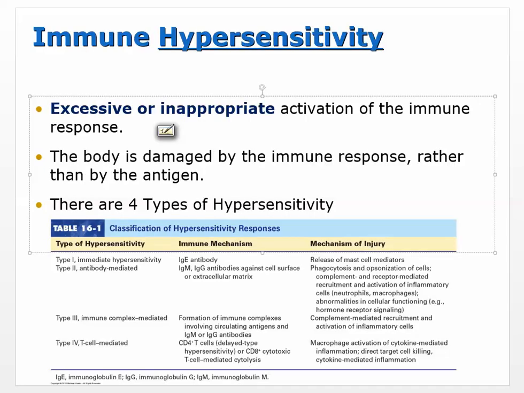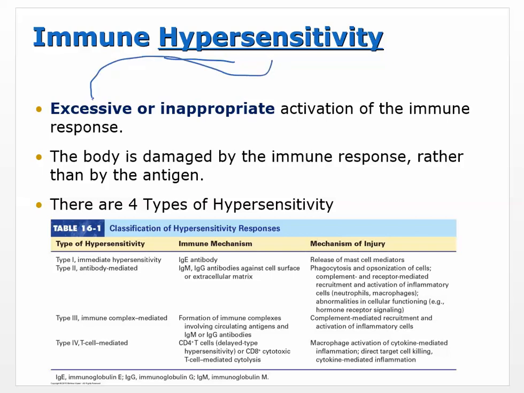Okay, so immune hypersensitivity. Hypersensitivity is just what it sounds like. Hyper means elevated, and sensitivity means that it is more sensitive. So excessive or inappropriate. So those are kind of related to one another. Excessive, we kind of understand what that means, but inappropriate means that even though the immune system isn't necessarily turned up, it's attacking things that it's not supposed to attack. So that kind of falls under this category of sensitivity.